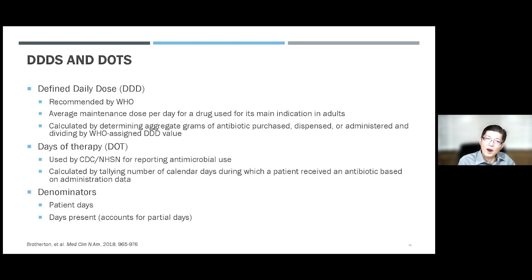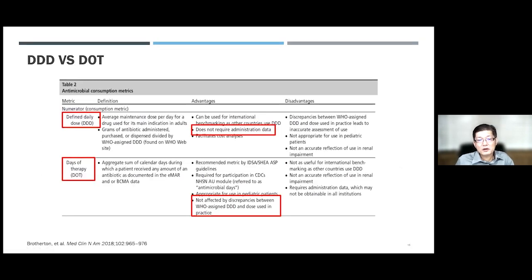The most widely used metrics of antimicrobial use are DDD and DOT. DDD, the defined daily dose, was recommended by WHO, and is the average maintenance dose per day for a drug used for its main indication in adults. It is calculated by determining the aggregated grams of antibiotic purchased, dispensed, or administered, divided by the WHO-assigned DDD value. DOT is used by CDC for reporting antimicrobial use, calculated by tallying the number of calendar days during which a patient received an antibiotic, based on administration data. The denominator most commonly used is the patient day or days present, which accounts for partial days as well.